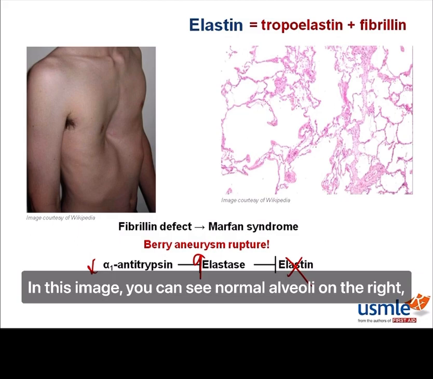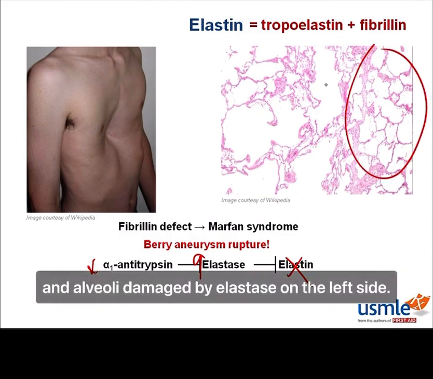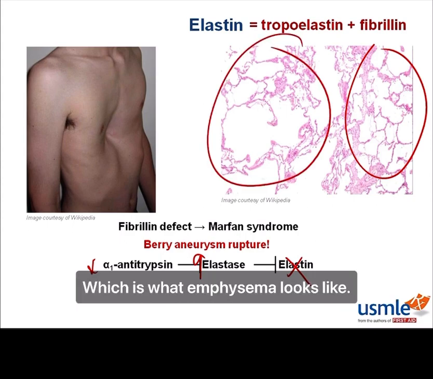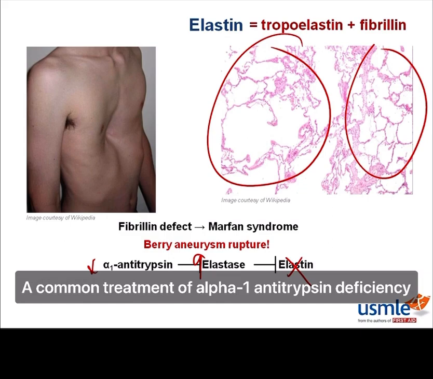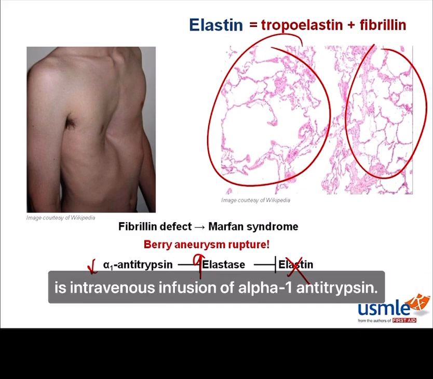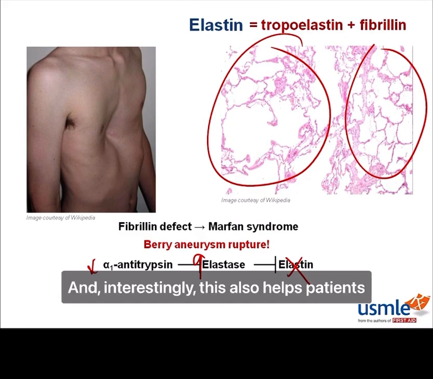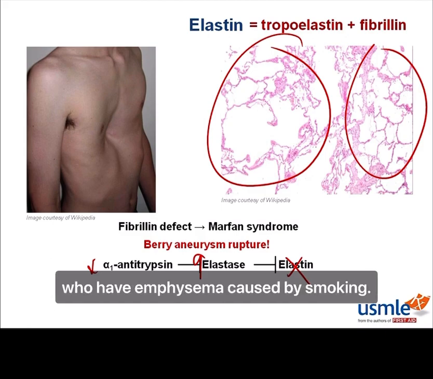In this image, you can see normal alveoli on the right and alveoli damaged by elastase on the left side, which is what emphysema looks like. A common treatment of alpha-1 antitrypsin deficiency is intravenous infusion of alpha-1 antitrypsin, and interestingly, this also helps patients who have emphysema caused by smoking.